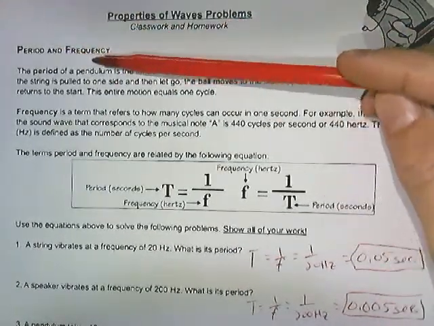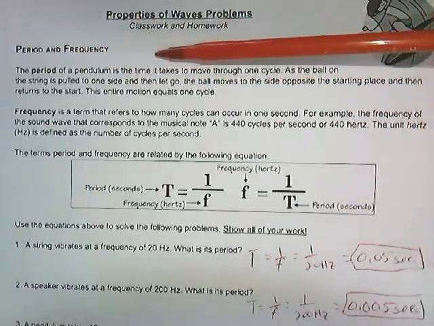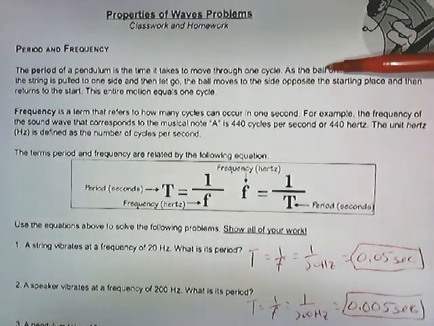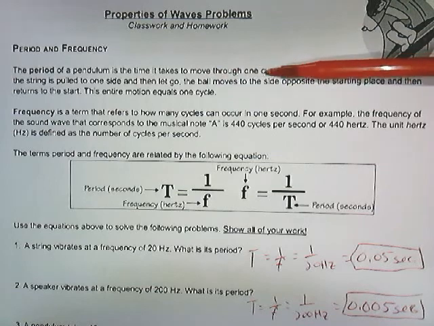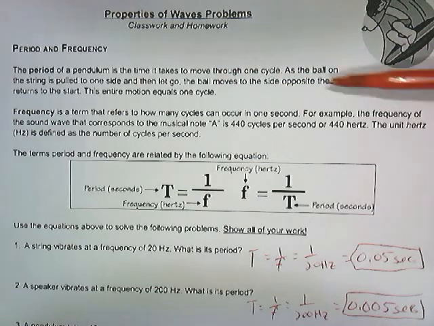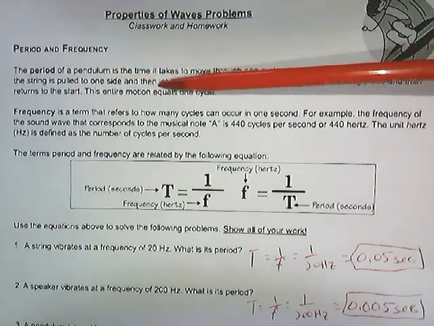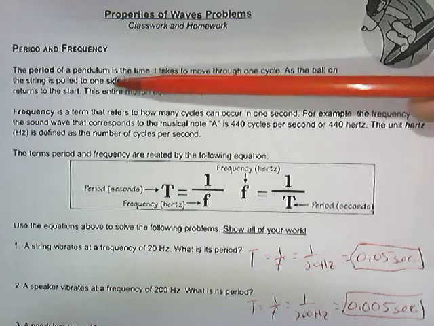So period and frequency. The period of a pendulum is the time it takes to move through one cycle. As the ball on the string, the plumb bob, is pulled from one side then let go, it moves from side to side from the starting place and then returns to its start. The entire motion equals one cycle.